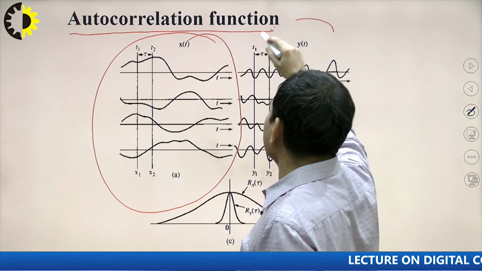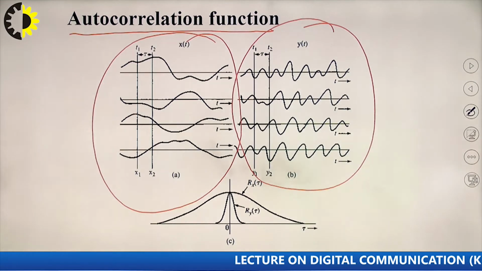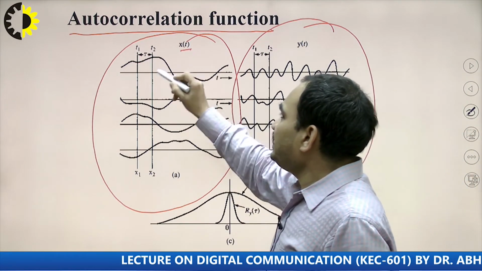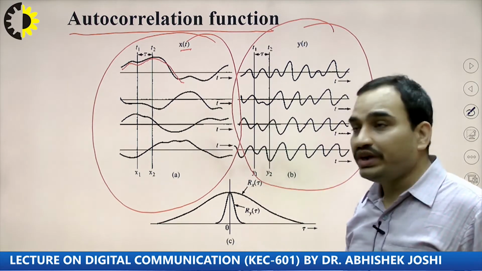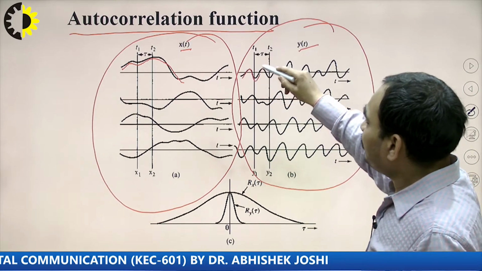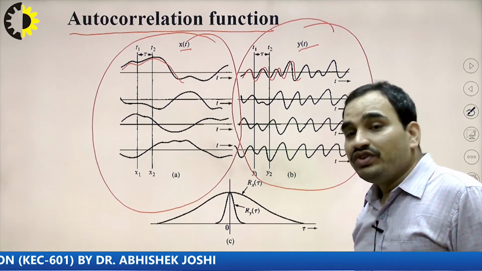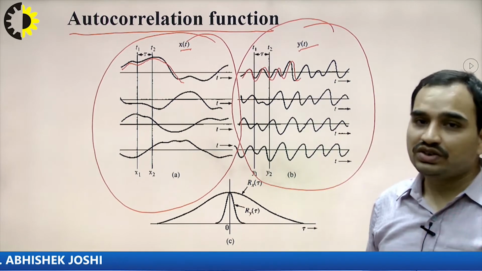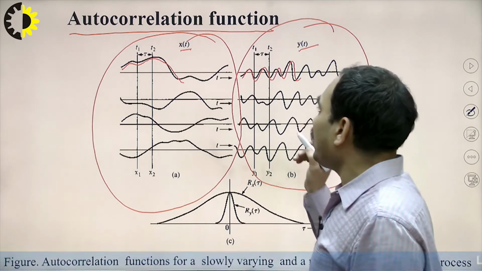Here yt is a different collection of waveforms, or you can say time varying functions, and here we can observe that xt is fluctuating at a very slow rate, but here yt, this random process, is fluctuating at a very high rate. So this fluctuation will give you some significant relation. So what is that relation? That relation shows that we can find the autocorrelation.